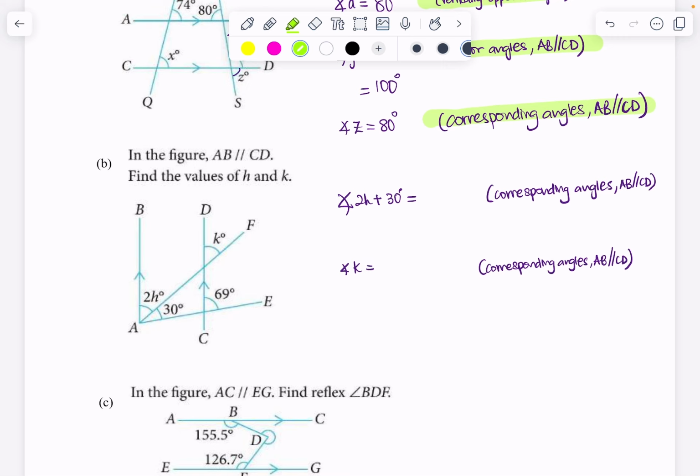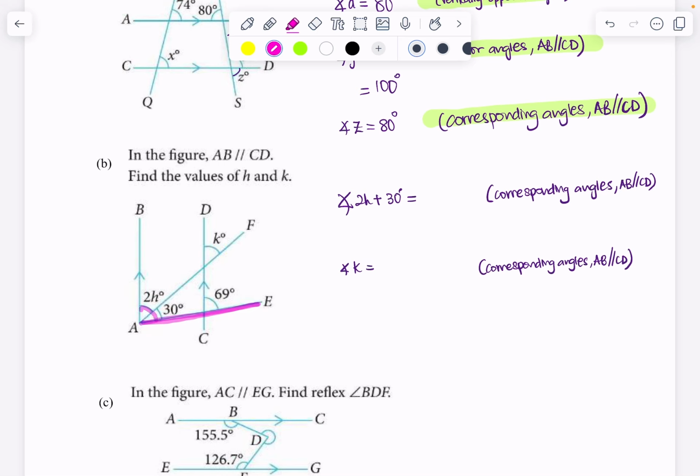Now, let us look at how we can do question 2b. For question 2b, you will notice again there are actually two transversals. The line AE is a transversal. It cuts the two parallel lines AB and CD. The line AF is also a transversal. So let us first focus on the transversal AE. What can we conclude using the transversal AE?